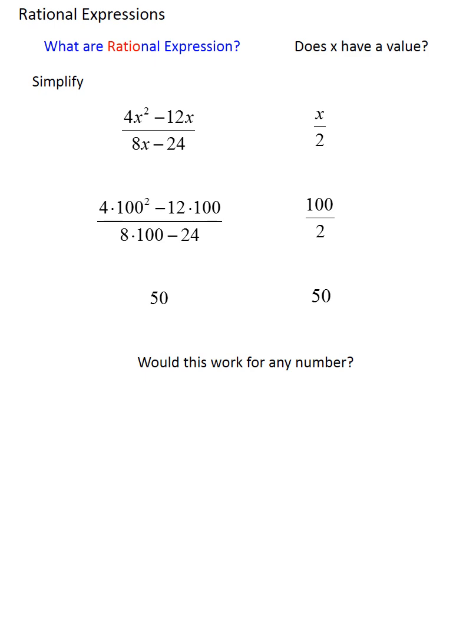The question is interesting to ponder, though. Would this work for any number? Strangely, the answer is almost. It turns out this would work for any number except x equals 3. That seems strange. Let me explain.